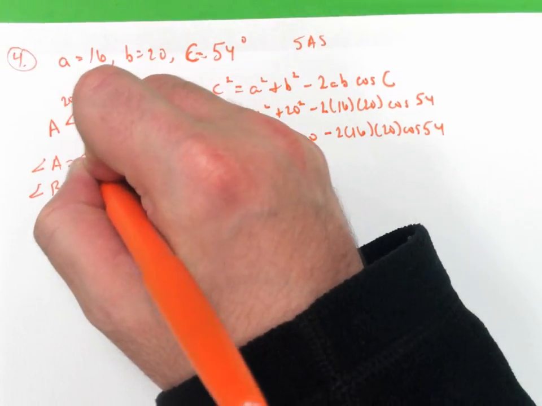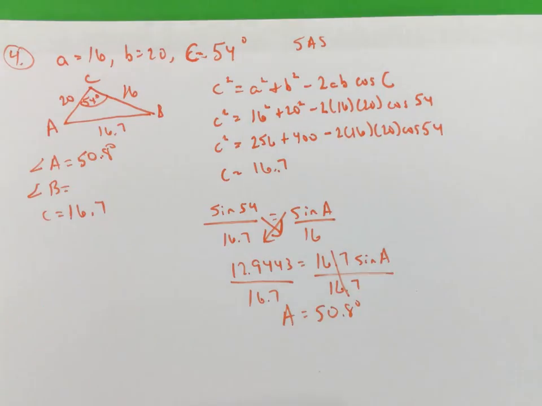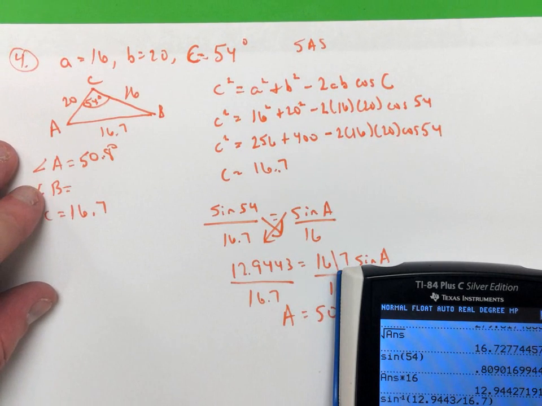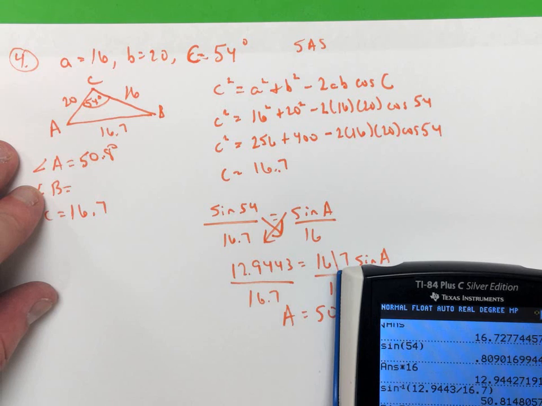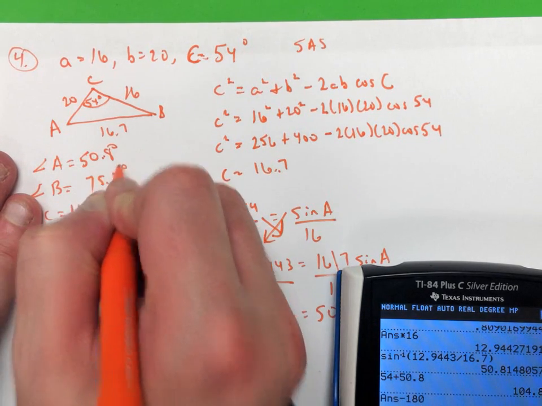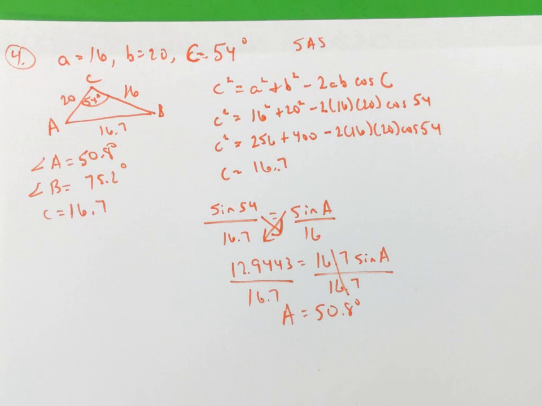I'm going to put that here. Now that I know 50.8 and the 54, I can find my angle B. Add them up and subtract from 180. Get 75.2 degrees. Okay.